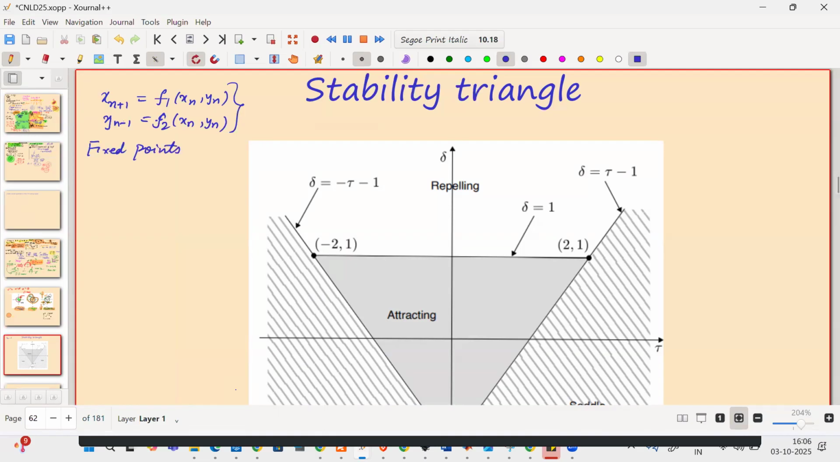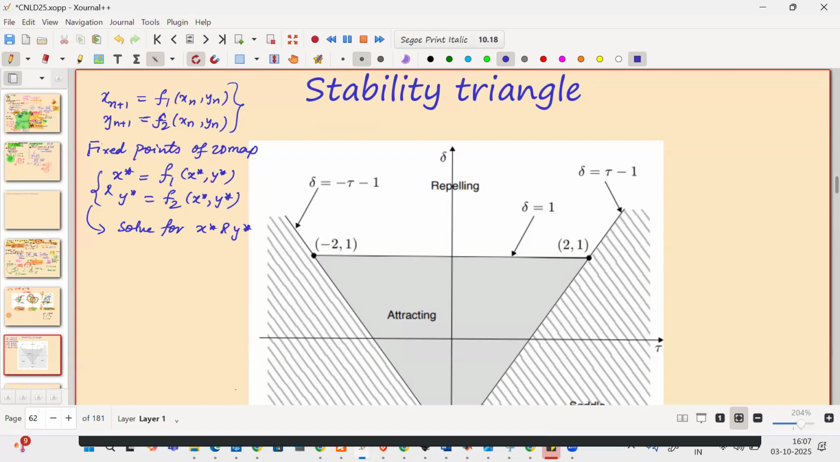So fixed points of the 2D map are given by solving the simultaneous equations, that is x star is equal to f1 of (x star, y star) and y star is equal to f2 of (x star, y star), right? So once you solve this simultaneous equation, which can be nonlinear, you can solve for x star and y star. So you will get analytical equations for x star and y star.